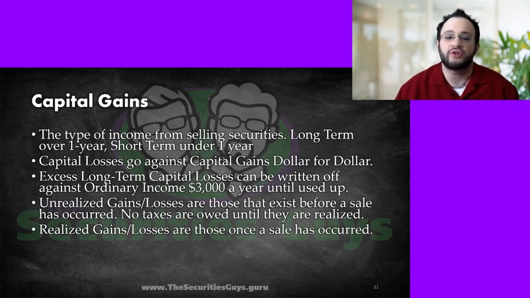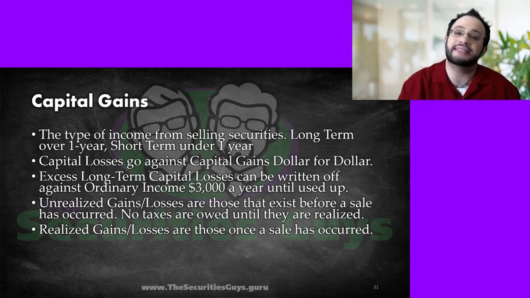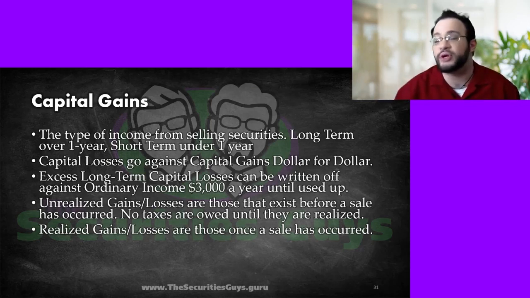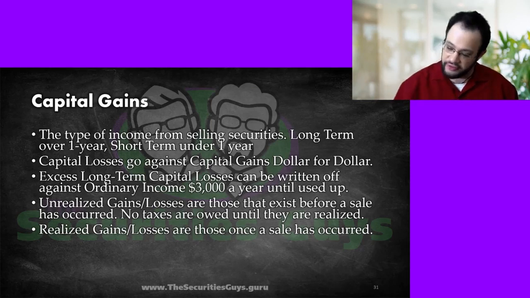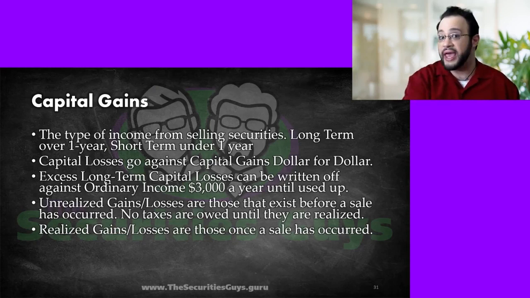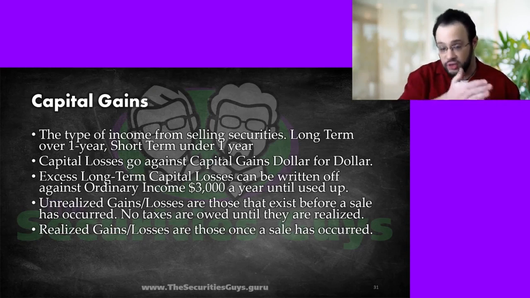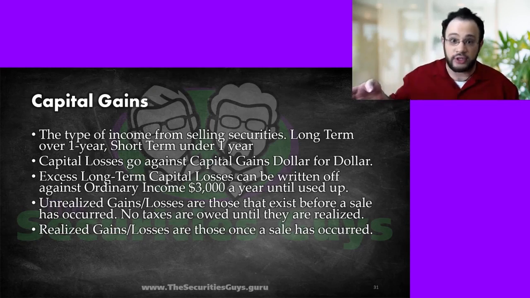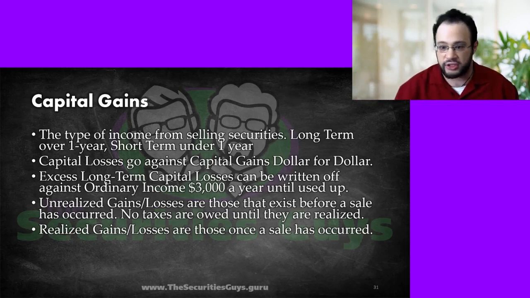Now, if I lose $9,000 in long-term capital losses this year, and I make exactly $50,000 a year, that means this year of the $9,000, I can use 3 of them, and I'm making $47,000 this year. I make 50, I get to write off 3, I'm paying taxes like I made 47. I can do the same thing next year, and the same thing the year after that, for a total of 3 years of $3,000 apiece. That's the $9,000 I lost this year.